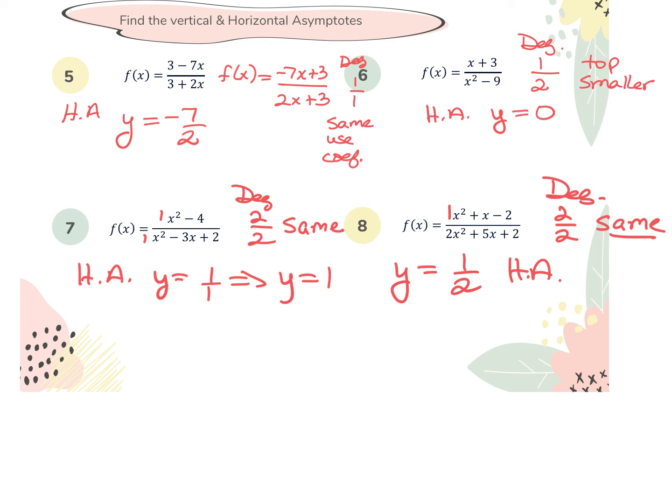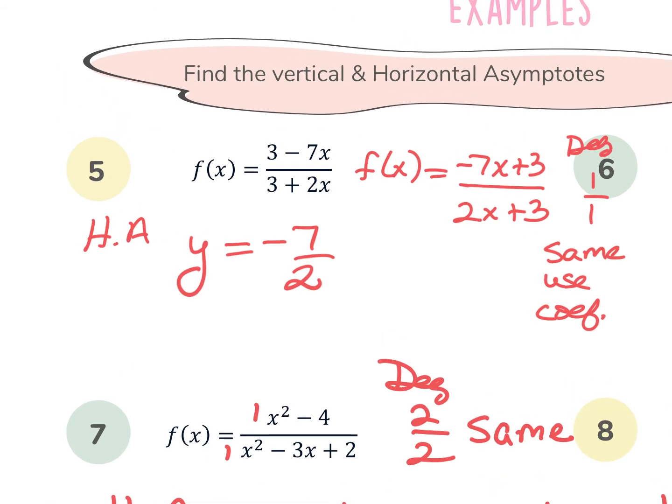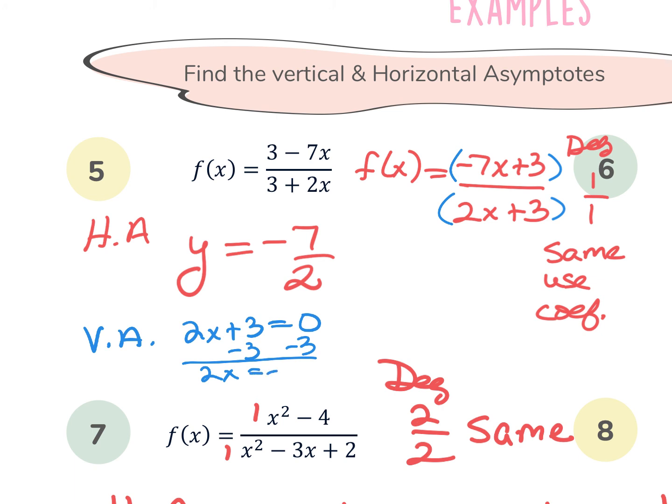Now for the verticals, we need to see if we can simplify first. If we can't simplify, then we just set the denominator equal to 0. So back at number 5, remember I can't cancel those 3's because, again, remember these are attached. So nothing to simplify. So for the vertical, I'm just going to set 2x plus 3 equal to 0, minus the 3. 2x equals negative 3. Divide by 2. And my vertical asymptote is located at x equals negative 3 over 2.